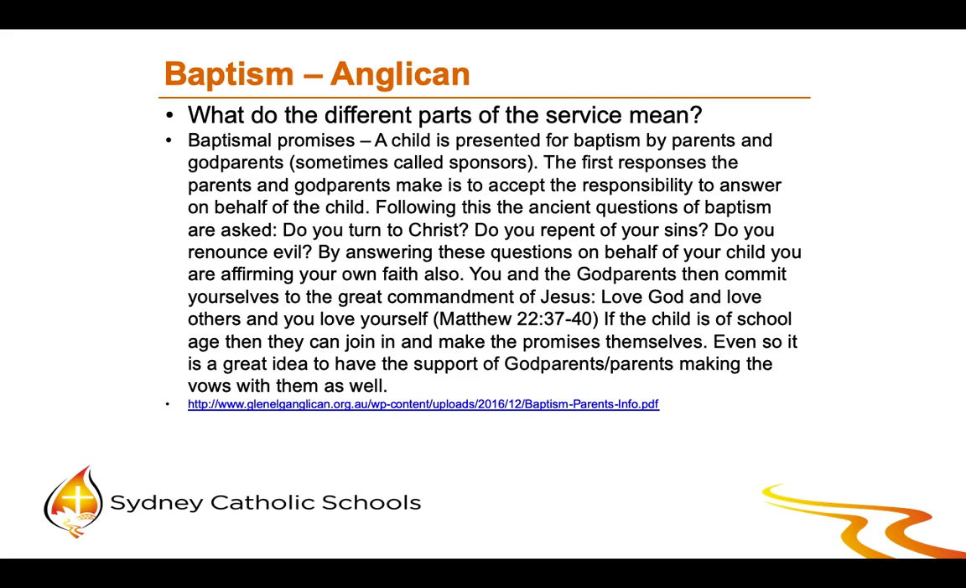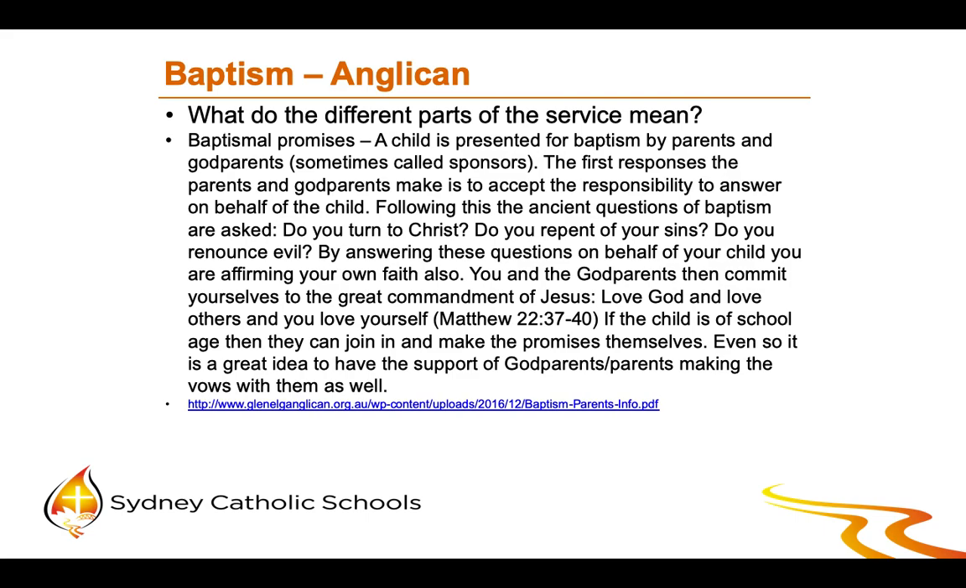baptismal promises. A child is presented for baptism by parents and godparents, sometimes called sponsors. The first responses the parents and godparents make is to accept the responsibility to answer on behalf of the child. Following this, the ancient questions of baptism are asked. Do you turn to Christ? Do you repent of your sins? Do you renounce evil? By answering these questions on behalf of your child, you are affirming your own faith also.